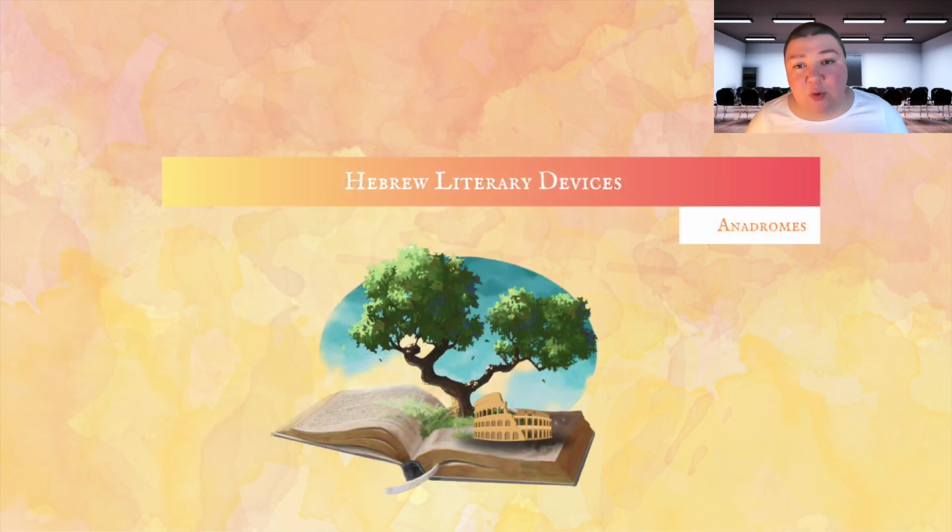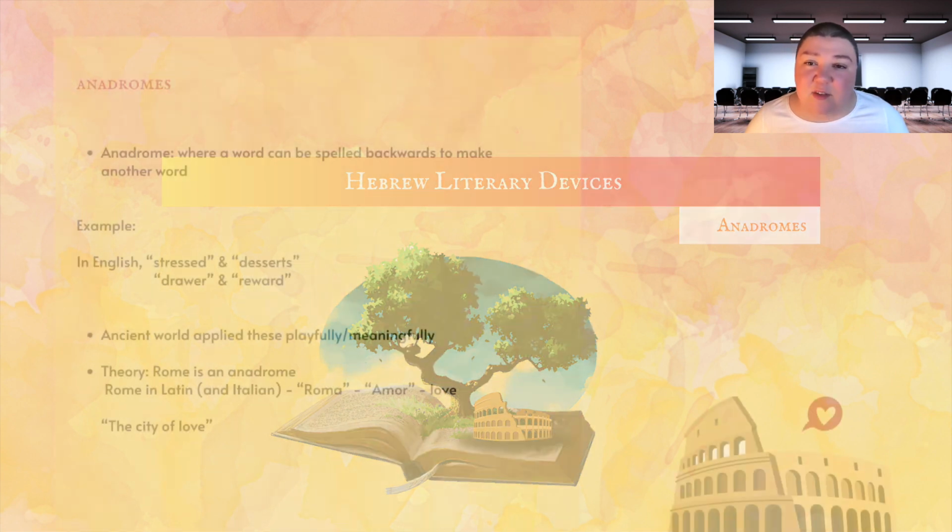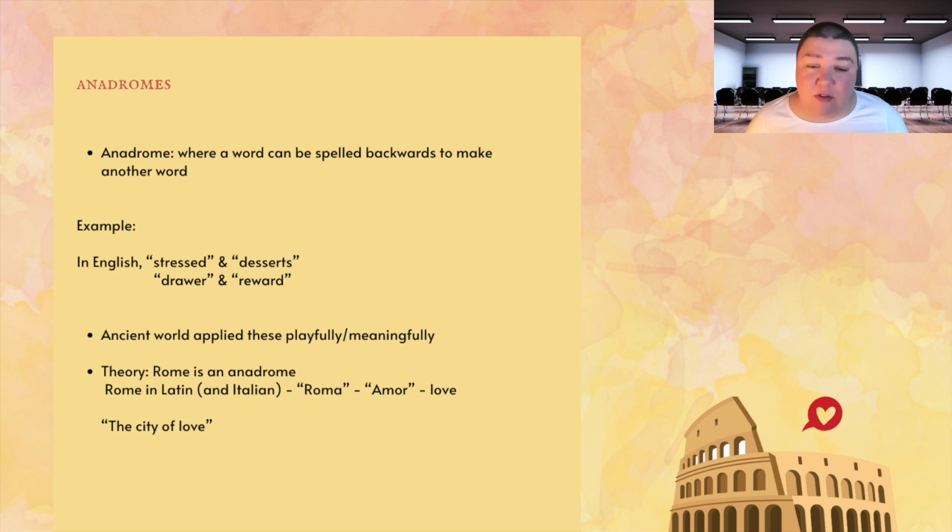Another Hebrew peculiarity is something called anadromes. This is where a word can be spelled backwards to make another word. In English, stressed and desserts are anadromes of each other. The same goes for drawer and reward. Anadromes were applied in the ancient world in a playful and sometimes meaningful way, where an anadrome could say something about a word or name.